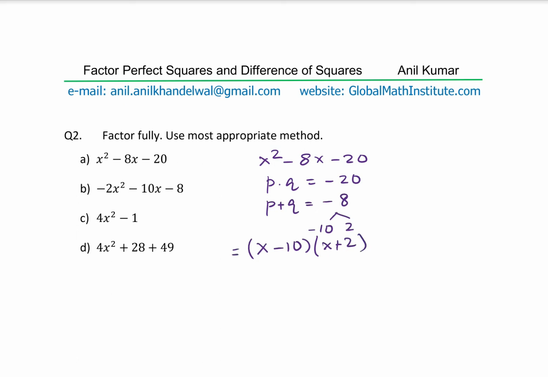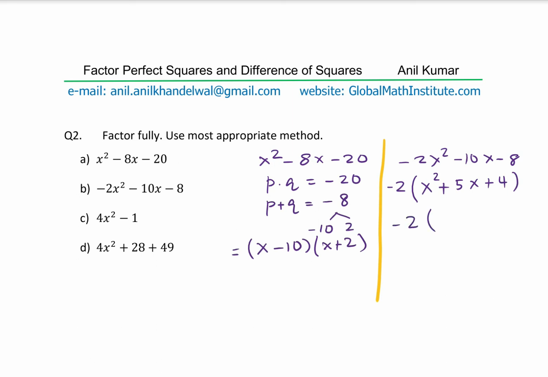Perfect. The second one here is minus 2x squared minus 10x minus 8. Now what will you, let me just make room here. So in this particular case, I think you should take minus 2 common. So we'll do minus 2 common and we get x squared plus, dividing by 2 you get 5x, dividing by 2 you get plus 4. And now we can do sum and product once again. 4 and 1 can work for you. So x plus 4 times x plus 1 becomes the answer.